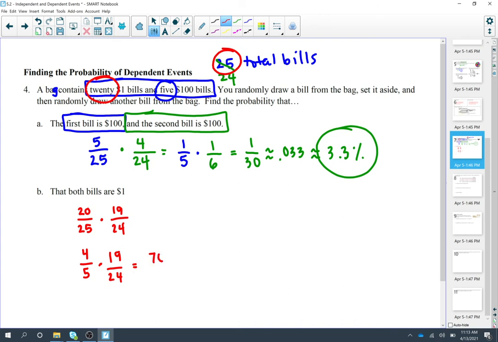That's going to give me 76 out of 120, which is the same as 19 out of 30. If we convert that into a decimal, that's roughly 0.6333, which is roughly 63.3%.